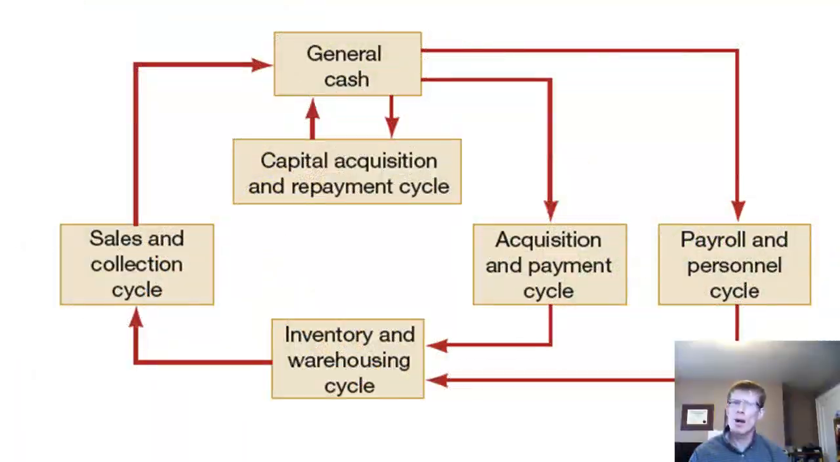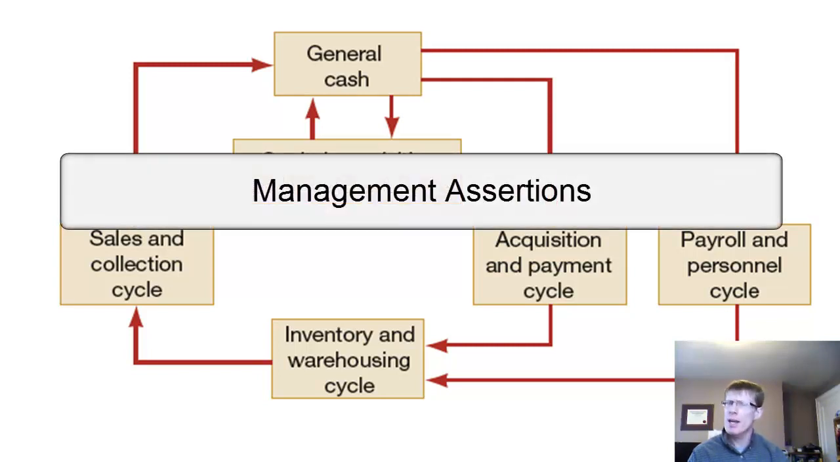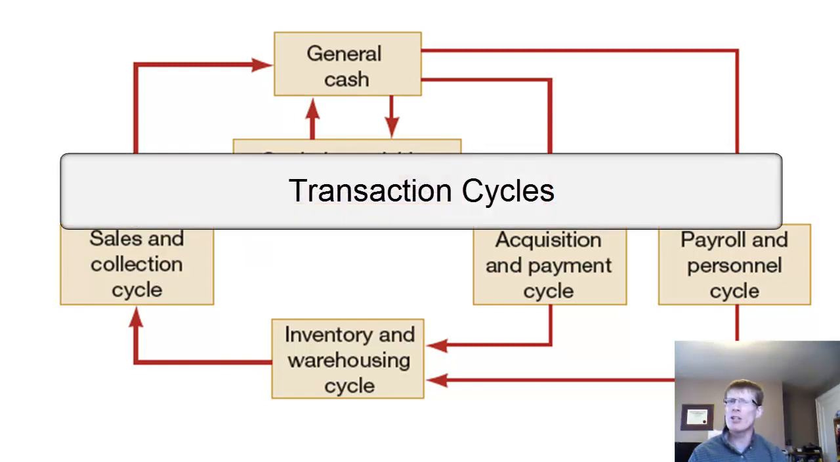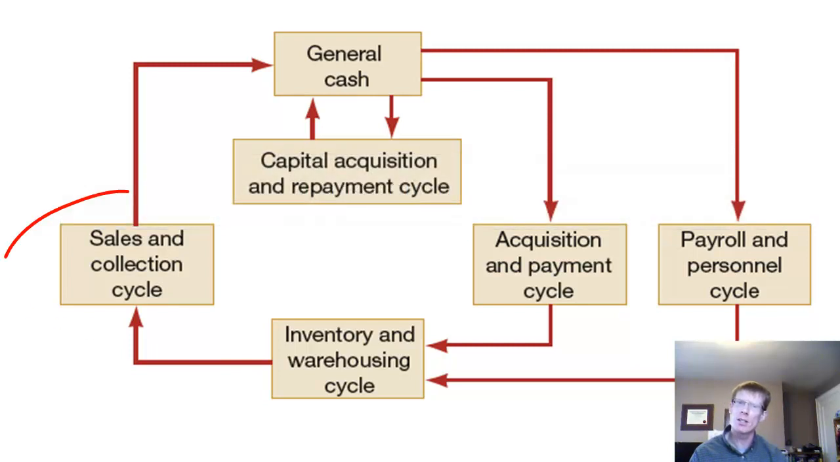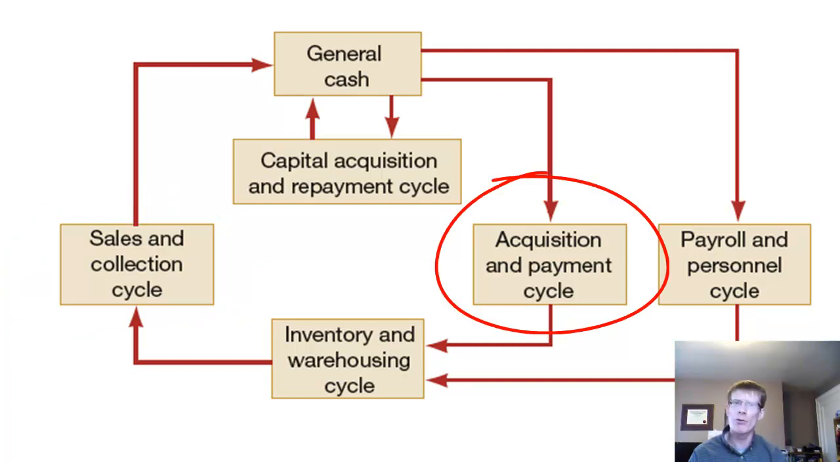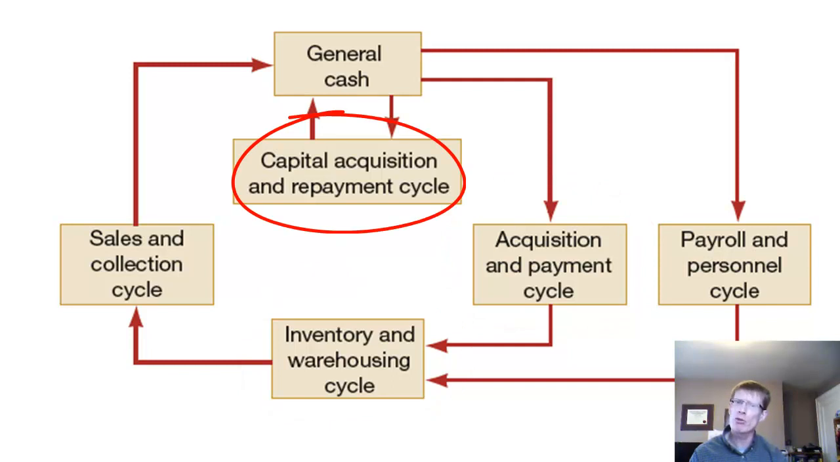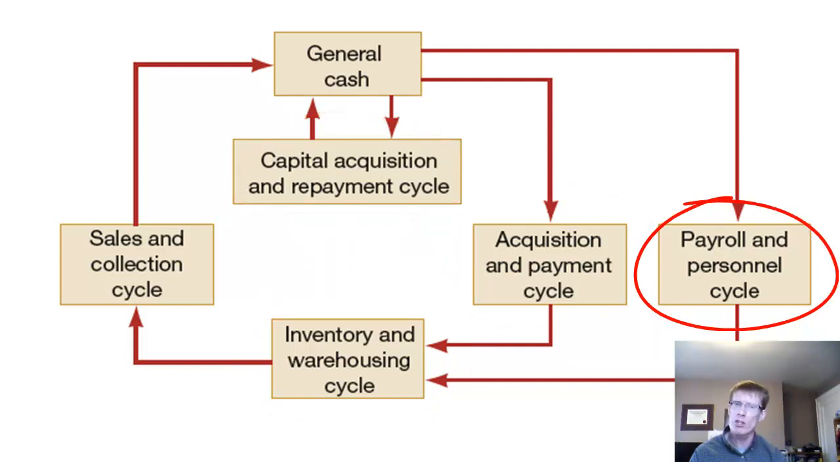In this lesson, I want to describe to you the concept of management assertions. In our previous lesson, we talked about cycles. And cycles are simply a grouping of accounts that use similar processes within the organization. For instance, the sales cycle involves sales, receivables, and cash receipts. The acquisition cycle involves inventory, capital assets, accounts payable, and cash disbursements, and so on and so forth until all the accounts in the financial statements have been grouped within one or more cycles to which they relate.